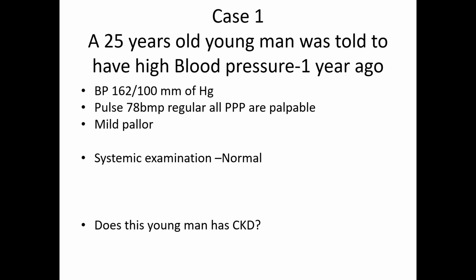This is a 25-year-old young man who was told to have high blood pressure 1 year ago. He didn't bother much. Sometimes he used to take medication, sometimes not, and has come for an expert opinion. His blood pressure was noted to be 162 by 100 millimeters of mercury. Pulse is normal. He has a mild pallor. Systemic examination is normal. Does this young man have chronic kidney disease? That is the first case, and the question is whether this patient is really in chronic kidney disease.